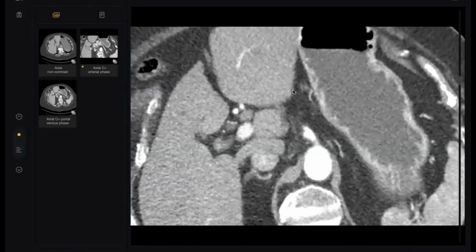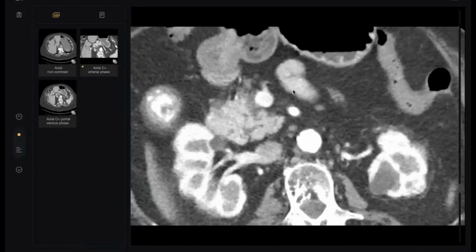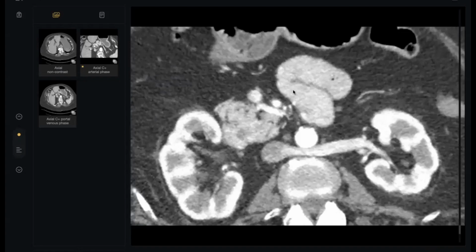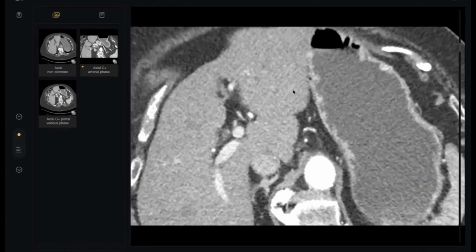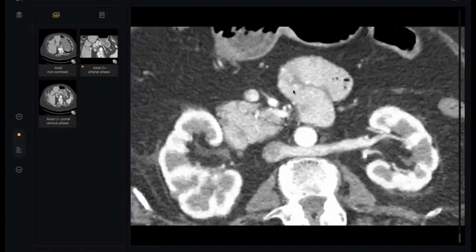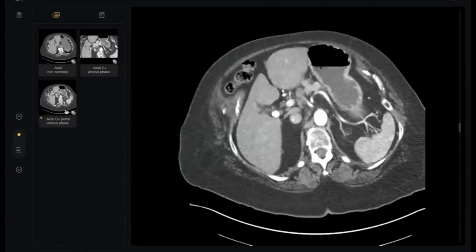I'm looking at the CBD. The CBD is not dilated. The pancreatic duct itself is not dilated, and the pancreas is not atrophied. It's just the atrophy which is accepted for the age of the patient. In my usual practice, I will look also at the rest of the sequences. Since this is an arterial phase, the patient will probably have a complete venous phase.